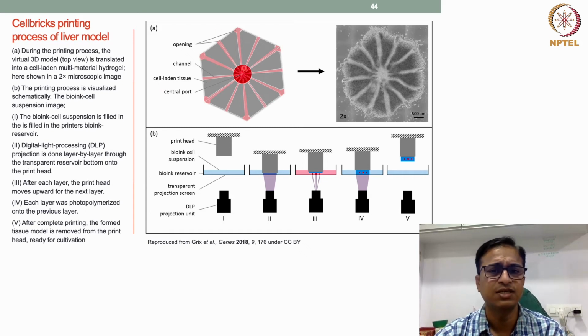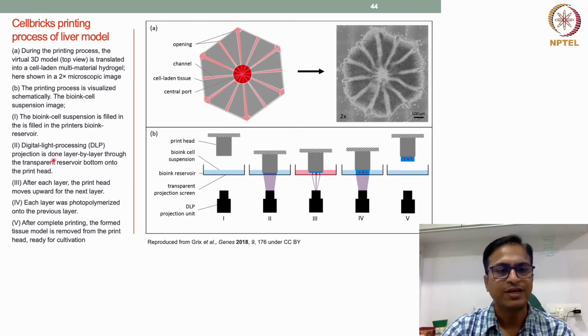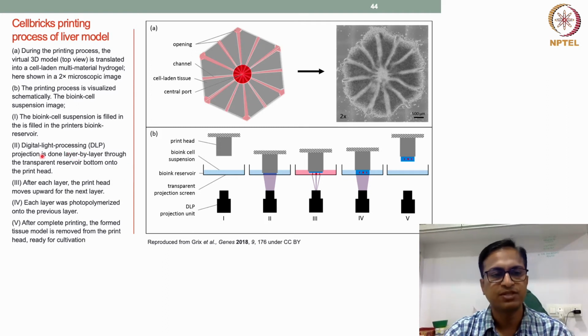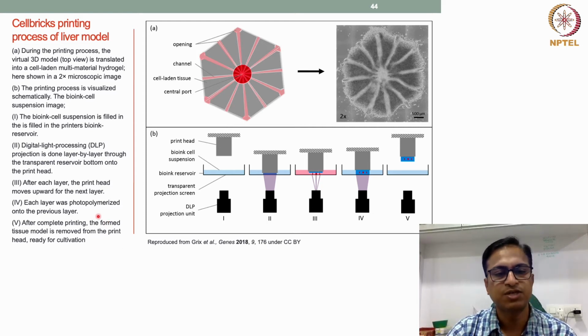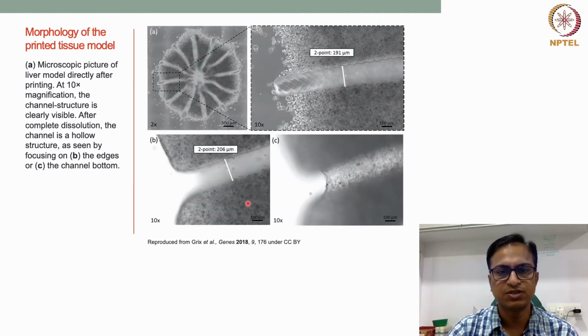This is their design, the CAD model of the structure, and this is the printed structure. See here, these are the channels, those are open, and the rest of the structure is like this. So digital light processing, DLP, is also a layer by layer manufacturing process. As I said, after each layer the printhead moves upward for the next layer, and each layer gets polymerized onto the previous layers. During polymerization the layers get bonded, and by this the layer to layer integrity is maintained. So after complete printing, the formed tissue model is removed, and is ready for cultivation. So that's what they have done.